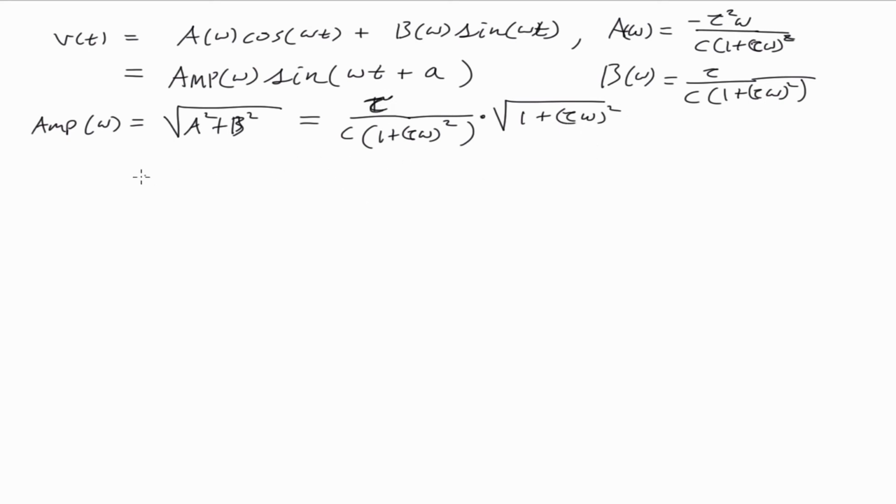All right, so we can simplify this even further and see that that term right there is the same as that. So what we get is tau over C times 1 over root 1 plus tau omega squared. All right, so that's the amplitude that results from the signal.